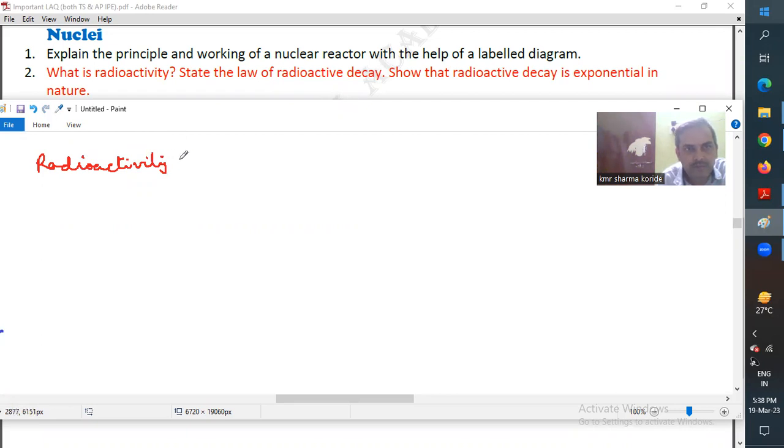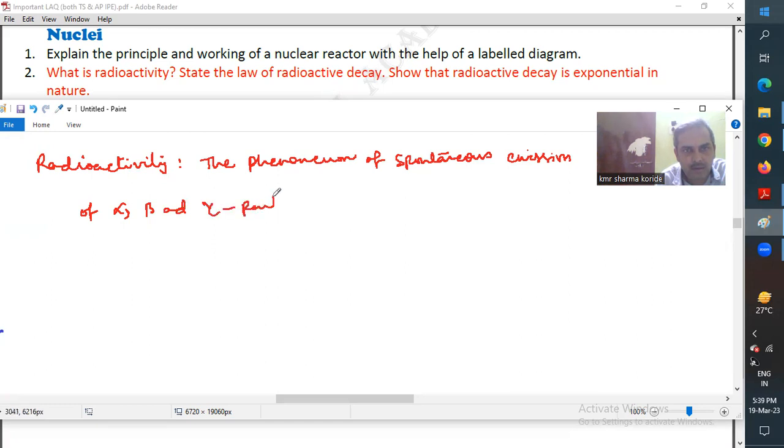This is spontaneous. The phenomenon of spontaneous emission of alpha, beta and gamma particles from the radioactive elements is called radioactivity.